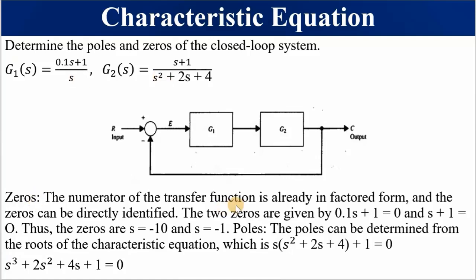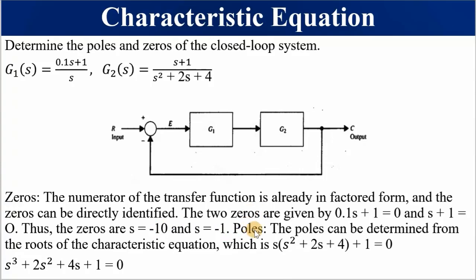The numerator of the transfer function is already in factored form, and the zeros can be directly obtained. The two zeros are obtained by equating each factor to 0: s plus 10 equals 0, and also s plus 1 equals 0. Thus, we've got zeros at s equals minus 10 and also s equals minus 1.